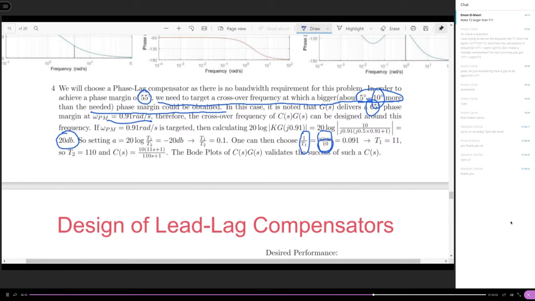So if you set up this equation, then T1 can be obtained as 11. And because T1 over T2 is restricted to be 0.1, the T2 can be calculated as 110, of course. And once you find out the T1, T2, your phase lag compensator is going to be equal to 10 multiplied by (11s plus 1) over (110s plus 1), right? See, all the parameters of this factor are figured out, right?